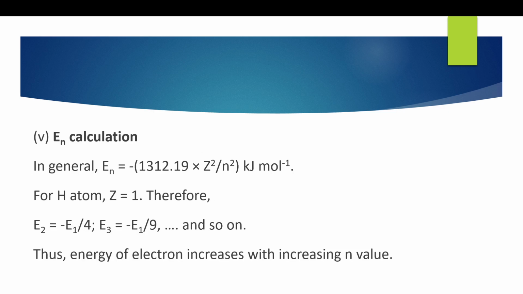En calculation can be done in general by the formula negative 1312.19 multiplied by Z square over n square in kilojoule per mole unit. For hydrogen, we have compared E2, E3, etc. with E1. The ratio is given here. Energy of electron increases with increasing n value. It means as electron occupies higher orbits, its removal from the atom becomes easier.